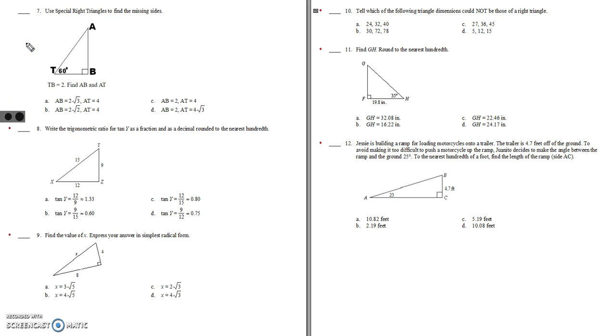Okay, number 7 says use special right triangles to find the missing side. Here, this one's 60, so that means I have a 30-60-90. And again, this will be on the formula chart. I have the 30-degree side is x, the 60-degree side is x square root of 3, and the 90-degree side is 2x. And again, we make our table.